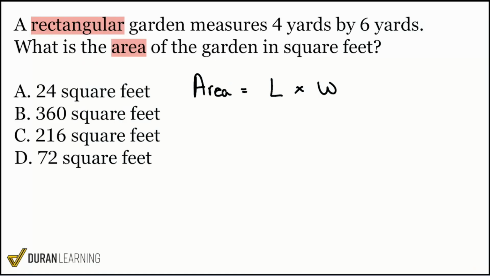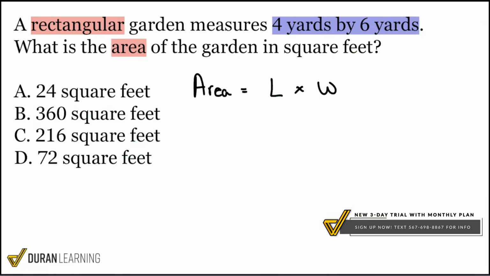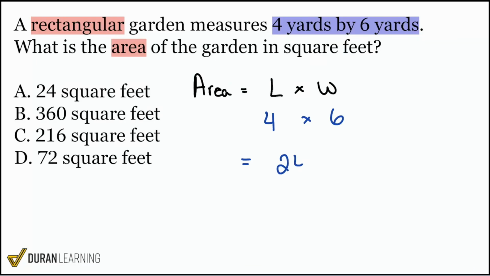Length times width. Everybody, the length that we're given is 4 yards. I can point it out right over here. Let me just grab a blue highlighter. We have 4 yards by 6 yards. So I'm going to plug in the 4 right here and the 6 right there. And if I were to do that, I'm going to end up getting 24.